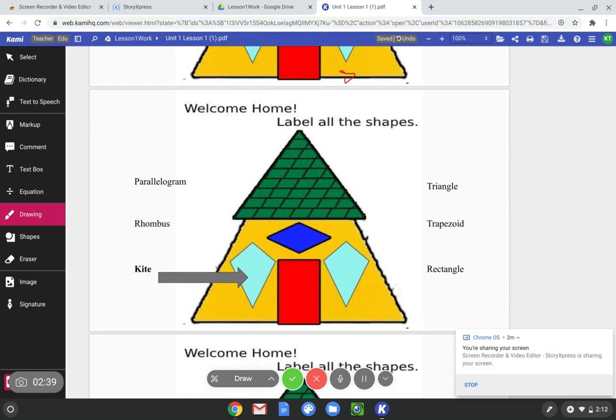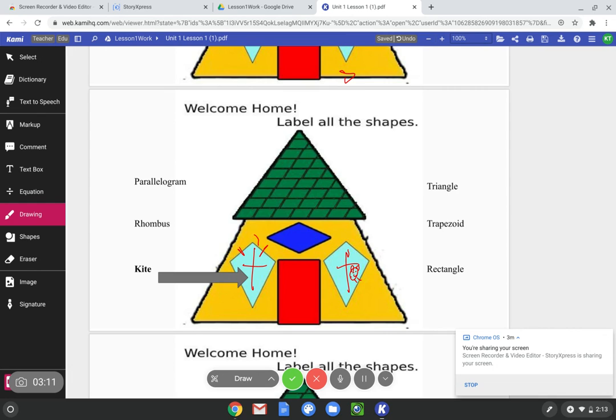A kite. The two windows on the side, those are the types of windows that, like, you know, when the UPS man comes or anybody rings the doorbell, the dog starts barking right here. Here's the dog. Getting ready to bark at anybody who comes up. So the dog windows, those are kites. And kites have two pairs of lengths that are adjacent to each other, but they're also congruent. So these two lengths, they are congruent, they're equal to each other, but they're adjacent.